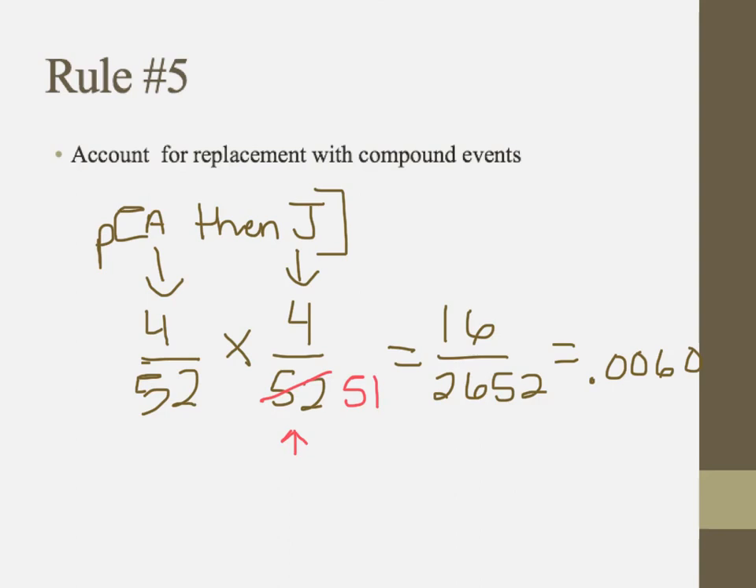And so if we go ahead and multiply that by 100, that's going to give us 0.6%. So rule number 5 is to account for replacement.